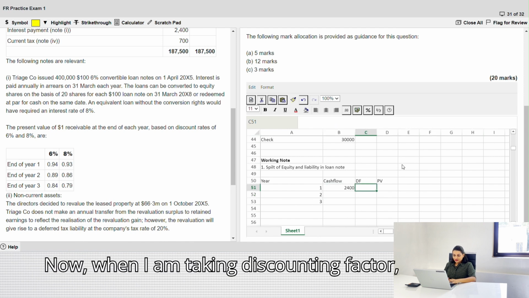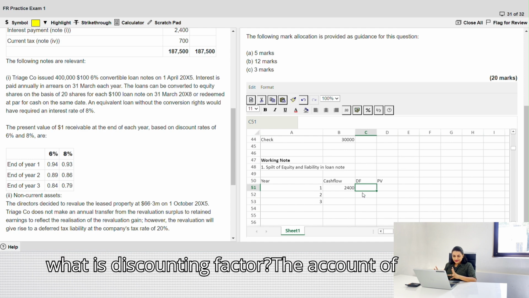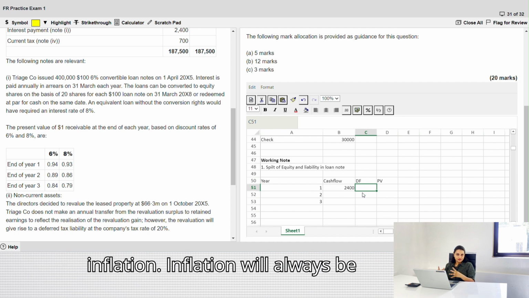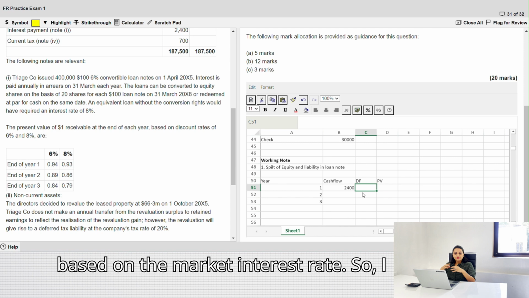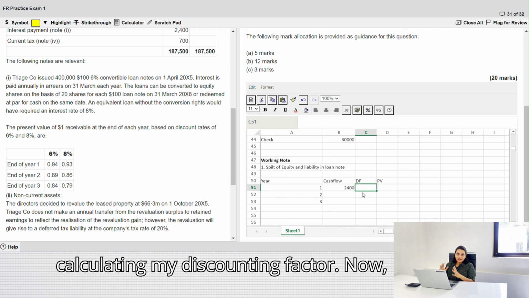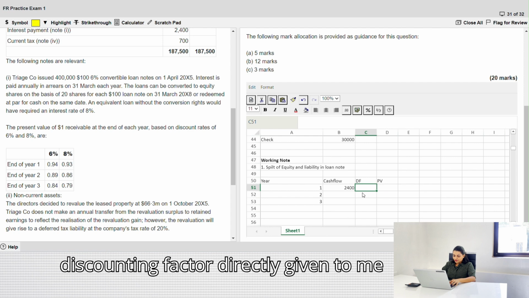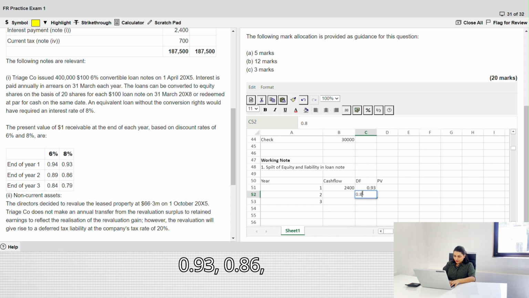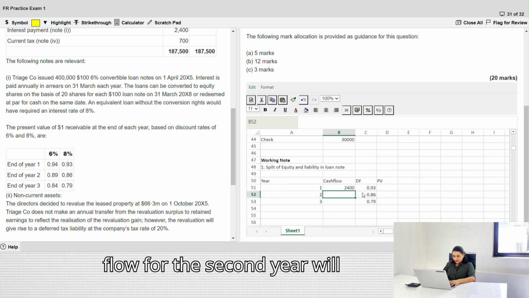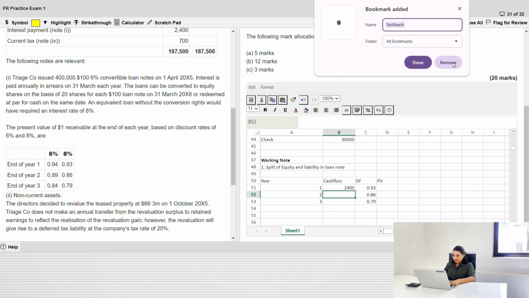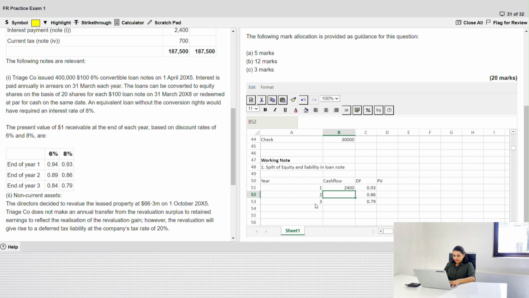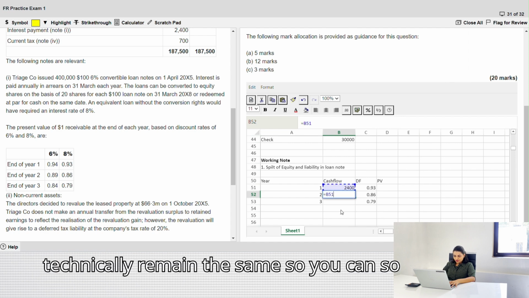Now when I'm taking the discounting factor, what is the discounting factor? It accounts for inflation, which will always be based on the market interest rate. So I have to take 8% when I'm calculating my discounting factor. The discounting factor is directly given to me: 0.93, 0.86, 0.79. Cash flow for the second year will technically remain the same, so you can do equal.